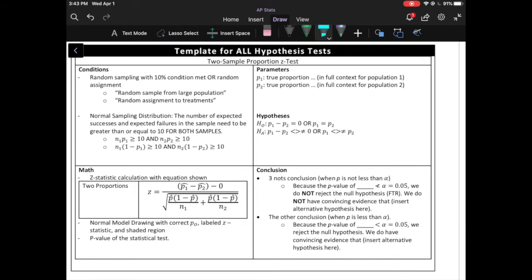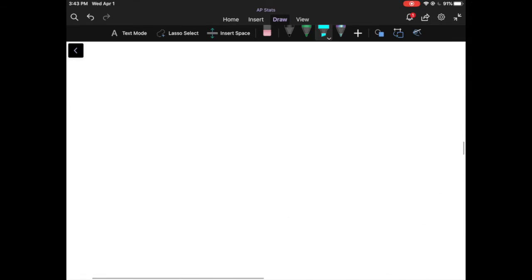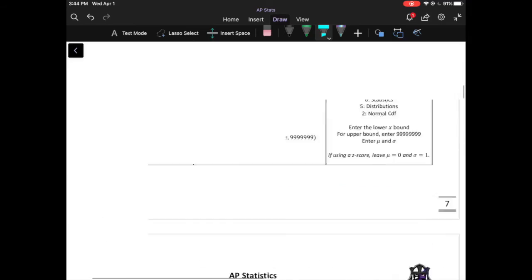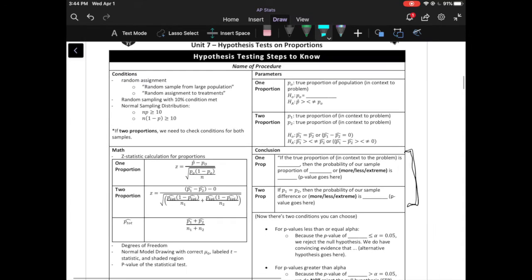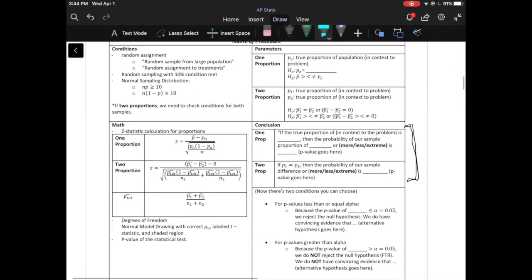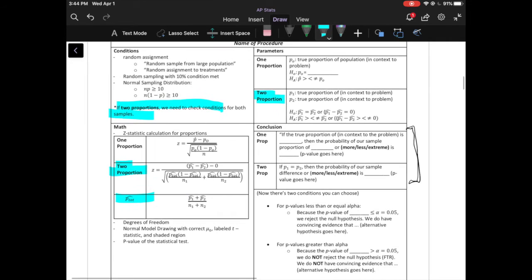As you're looking at your template, it's actually better to look at the template at the beginning of this section. So I'm going to go back to page 6, I believe, of our packet. Page 6 shows us the templates for all the tests. So I'm going to highlight what we're focusing on, which is the two proportions. And some things that we have. Okay, so our conditions are pretty much still the same.